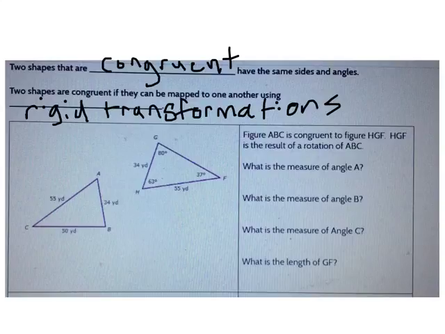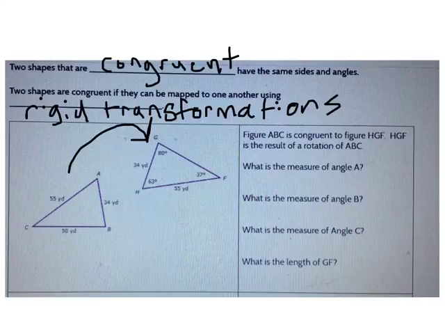Let's look at a first example of finding missing sides. Figure ABC is congruent to figure HGF. HGF is the result of a rotation of ABC. So I can see ABC rotated clockwise. Now, what is the measure of angle A?